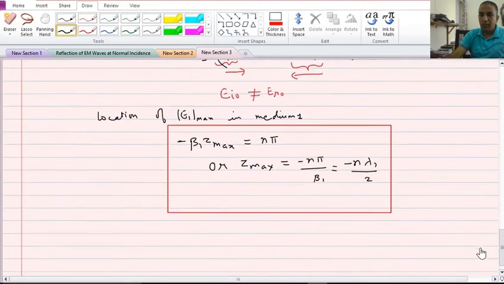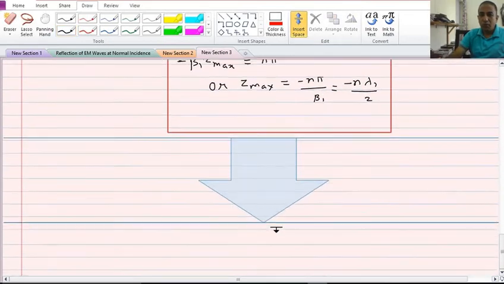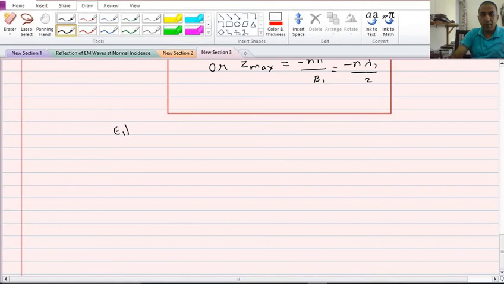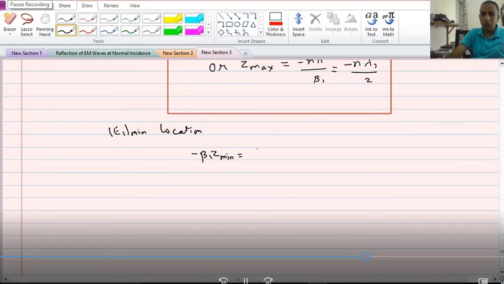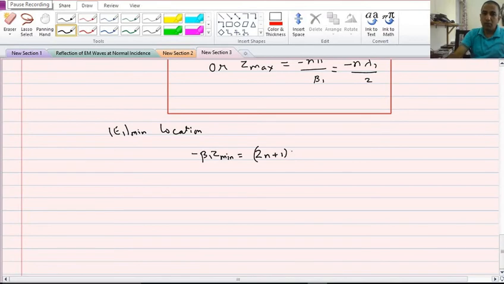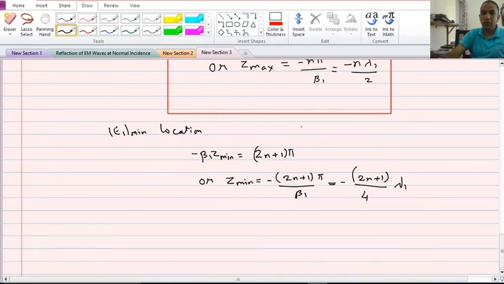So here the E1 minimum location is given by minus beta 1 z minimum is equal to 2n plus 1 pi, or z minimum is equal to 2n plus 1 pi with a minus sign here divided by beta 1, that will be equal to minus 2n plus 1 by 4 lambda 1.